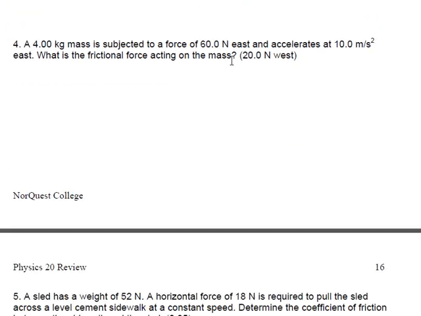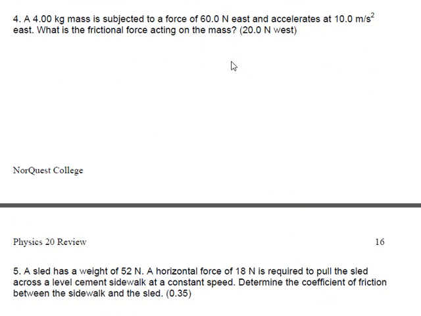What else have they got for us here? A 4-kilogram mass is subjected to a 60 Newton east force and accelerates 10 meters per second squared east. What is the friction? Okay, so this is like our toboggan, only they're giving us numbers instead of just making us draw the arrows. So we have a thing, and it's 4 kilograms. You don't have to put that in the object, but I like to. Someone's pulling it 60 newtons to the east, and its acceleration is 10, and they want to know what the friction is.